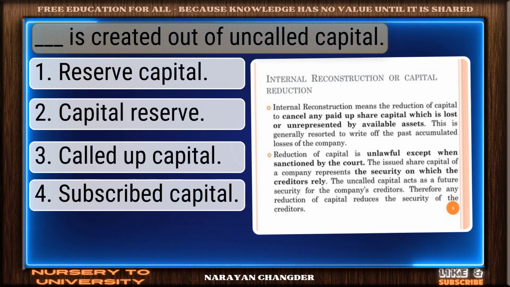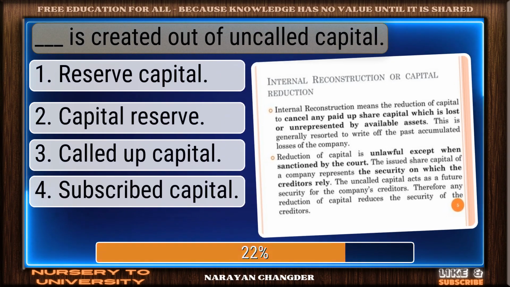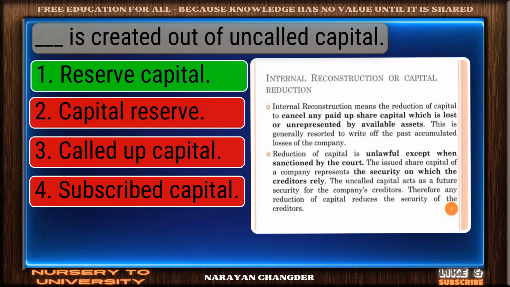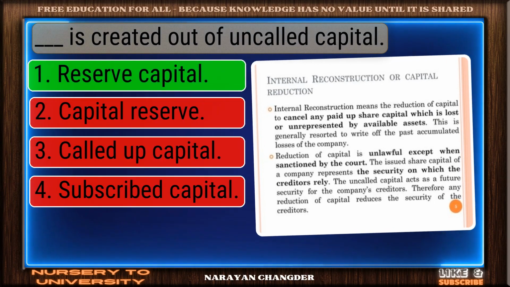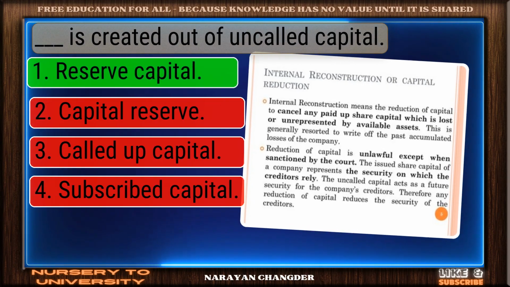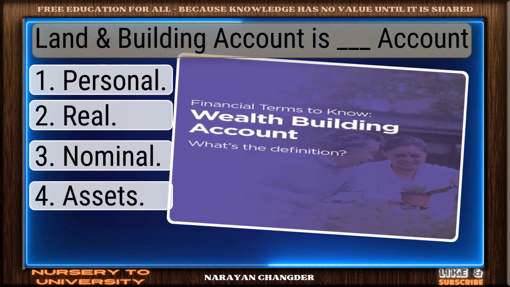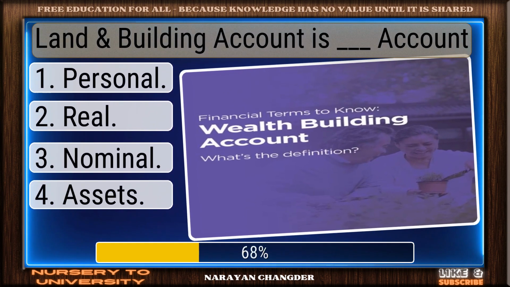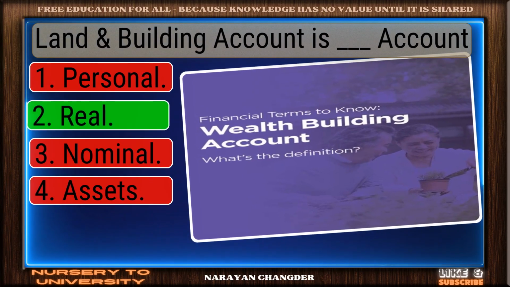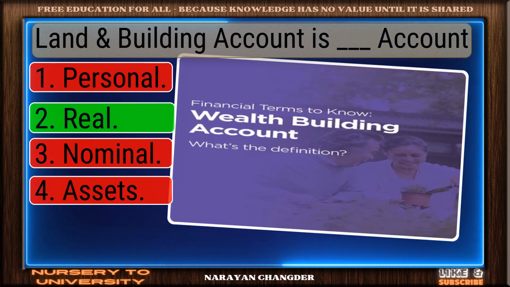Dash is created out of uncalled capital. Nicely done. Reserve capital is a solid answer. Land and building account is dash account. You got it. Your choice real is right.